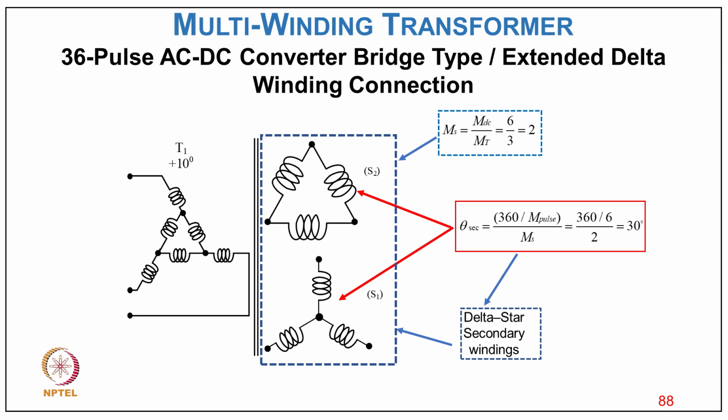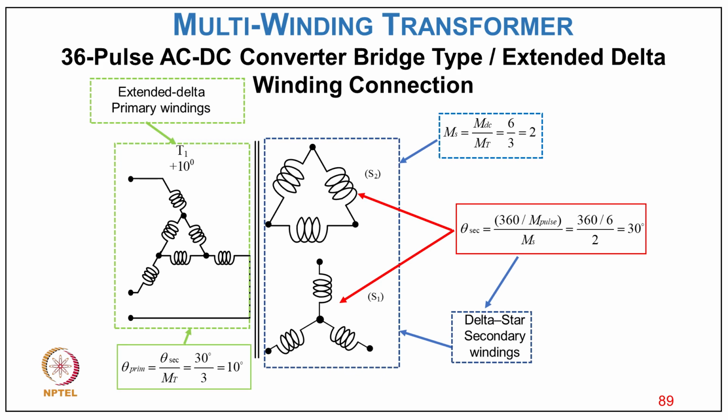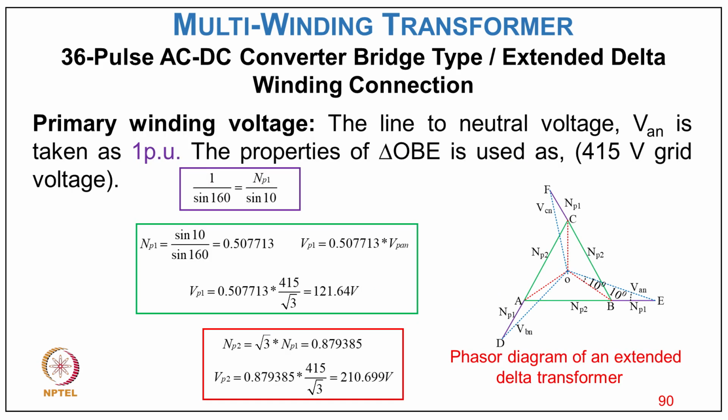And now a typical example, in the same way: you have a primary extended delta with the phase shift required of 10 degree, and secondly you have a delta and star with the typical turns ratio shown here, with theta as a 30 degree phase shift between delta and star. And this is another connection for providing the phase shift, showing how you design the transformer for a 36 pulse converter.